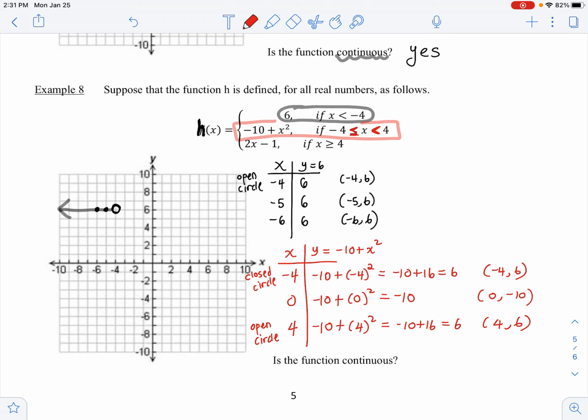All right, let's plot those 3 points. So 4 to the left, up 6. Oh my goodness, look at that. That's where we used to have that open circle, but now we're going to close it. So it's going to be continuous from the far left piece to the middle piece. And 0, negative 10. And if you want to plot a couple more points in between, that is fine. But we know it's a parabola, so it's going to go down like that. And we're going to have another point at 4 to the right, up 6. But remember, this one is an open circle.